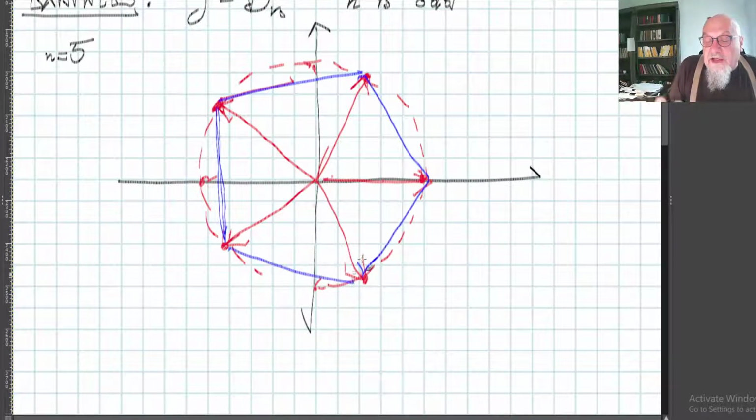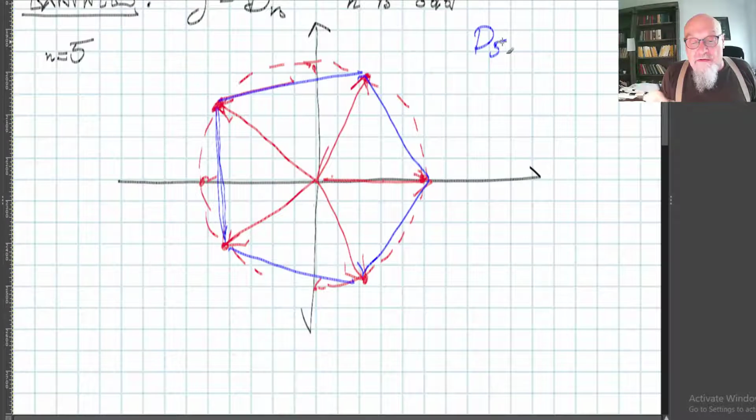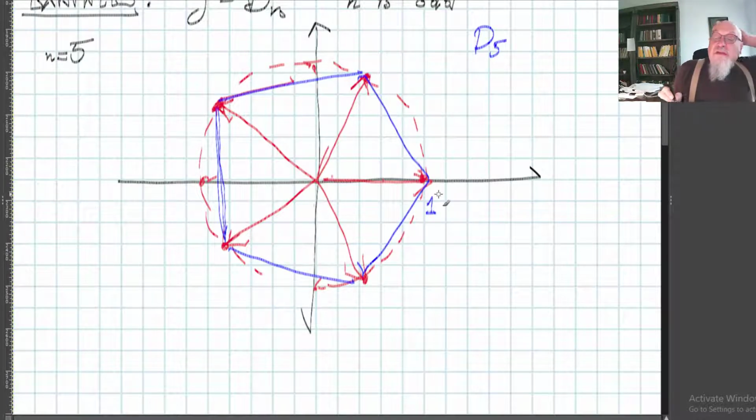This is my pentagon, and the D5, in our case we are talking about D5, is the symmetry group of this pentagon. Here we assume that the object, the circle, is the unit circle, so it is easy to identify the elements and represent them as rotations and reflections of the group Dn. In our case, this is D5.